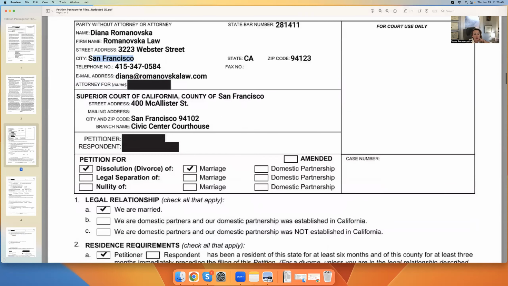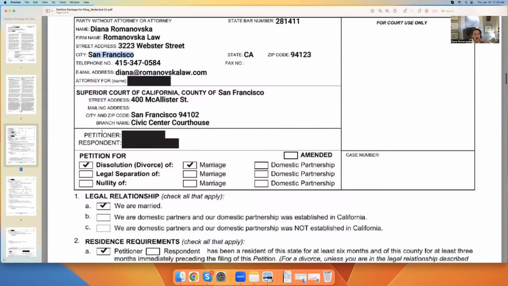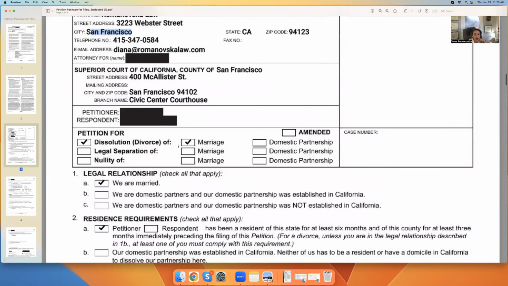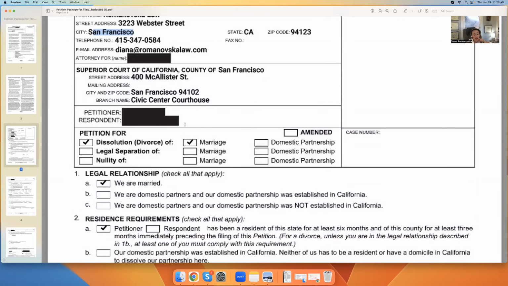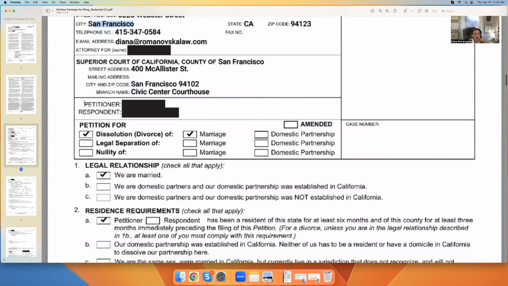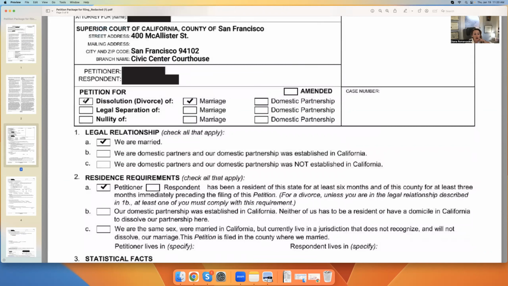So, okay. Then you put the street address right here for the courthouse, petitioner. Don't forget to write the name of the petitioner first, last name, respondent first, last name. If you want to change your name, we'll come to that. So here you put your current name. Dissolution, we check off dissolution of marriage. So don't forget to check 1, 2.